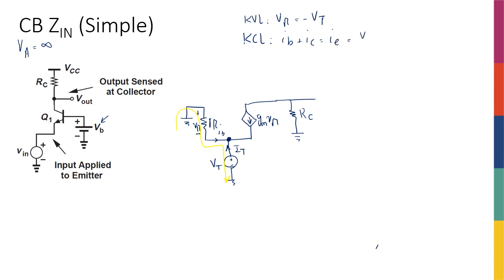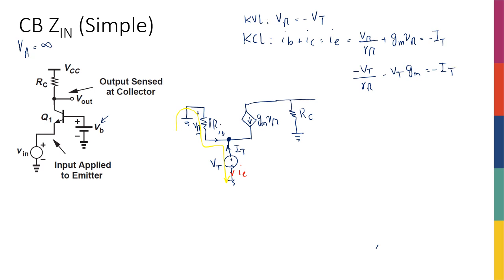So IB, I can write as V pi divided by R pi. For IC, I can say GM V pi. And for IE, I can say it's negative IT, the test current, okay? The reason I'm calling it negative is that this is how I defined IE. Now, knowing that V pi is negative VT, I can say that negative VT over R pi minus VT GM is equal to negative IT.